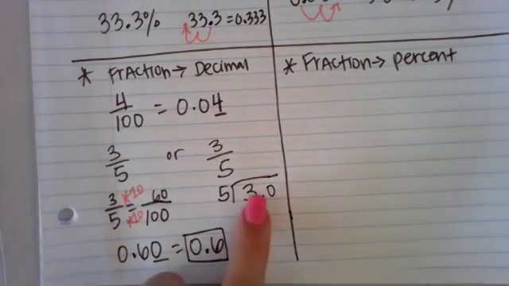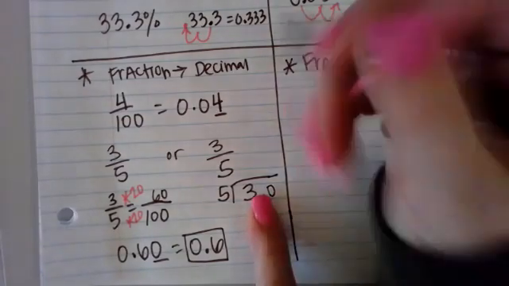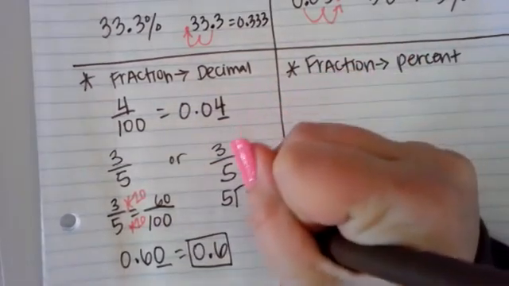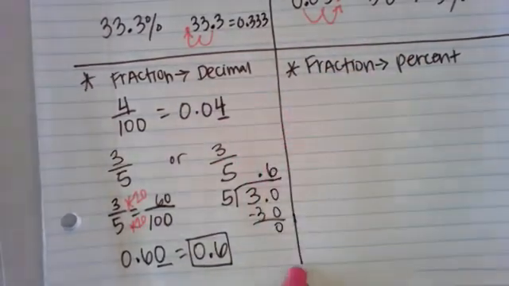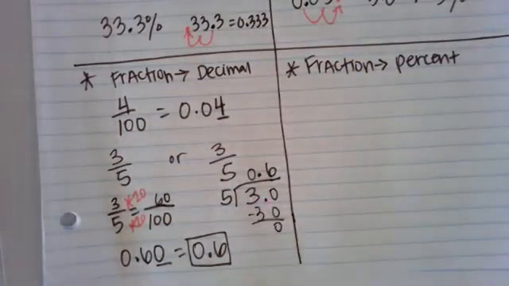And now I can treat this like how many times can 5 go into 30? So 5 goes into 30 6 times. My decimal point goes up here. If I subtract, I do not have a remainder. So again, my answer is 0.6.